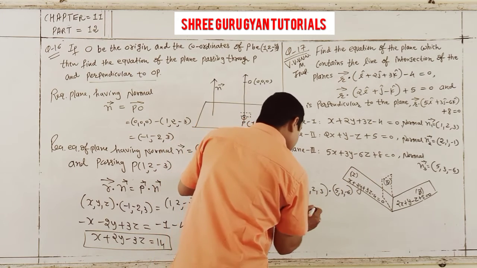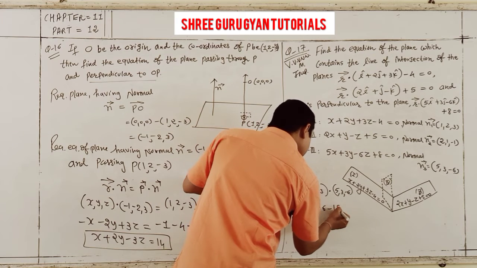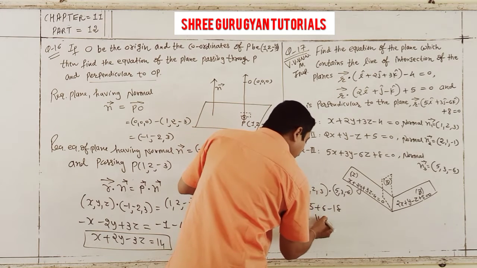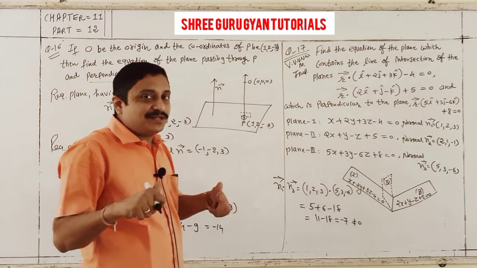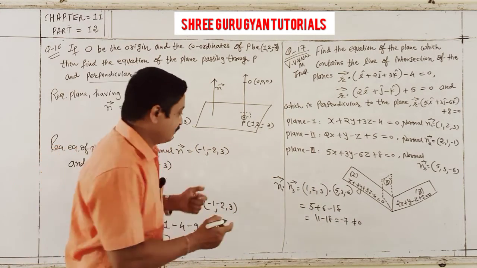So my answer is: 5 ones are 5, 6, and 6 threes are 18. 6 and 5, 11, minus 18, minus 7. But not 0. It means plane 1 is not our required plane.